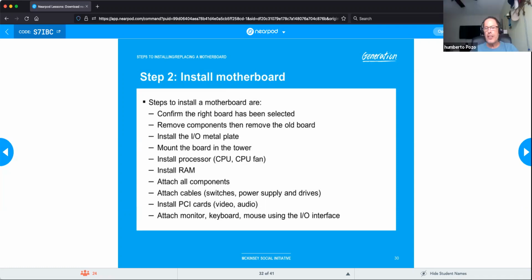What is it? The input-output metal plate? Yeah. That is the back plate, so that when you install it, it's still flush. Okay, okay. So it's the back plate, I believe, with all the components that you plug in, like your monitor, USBs, all that fun stuff in the back.